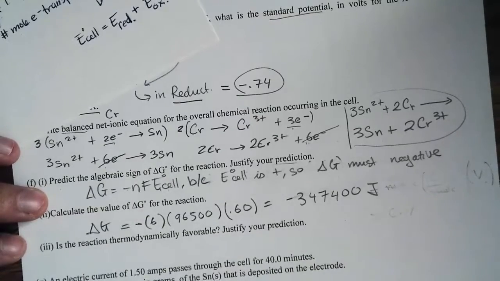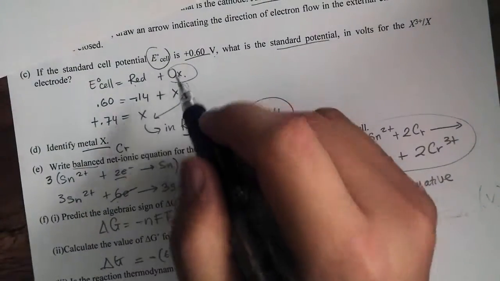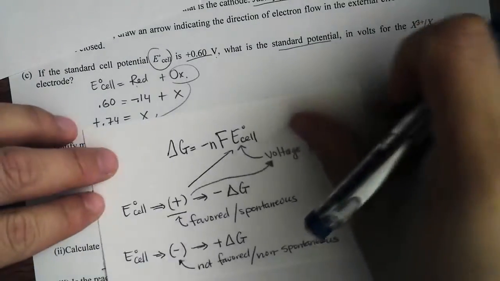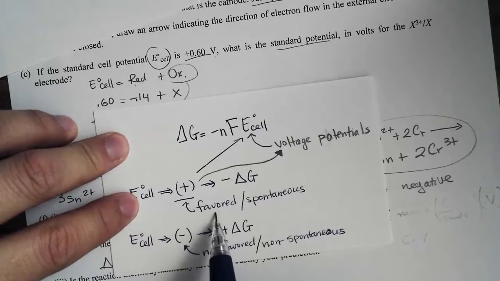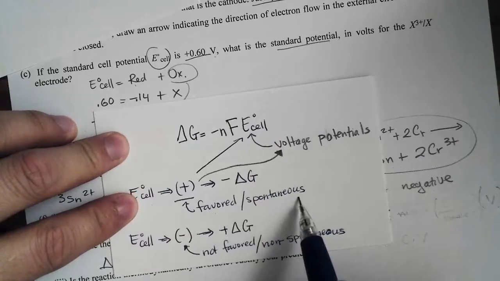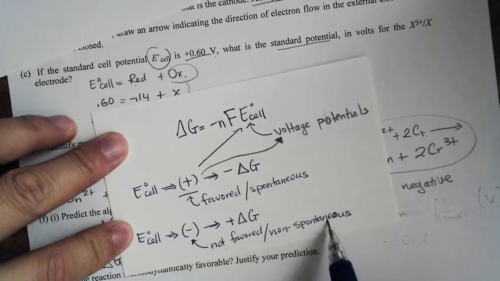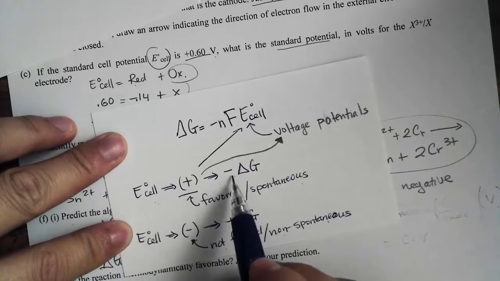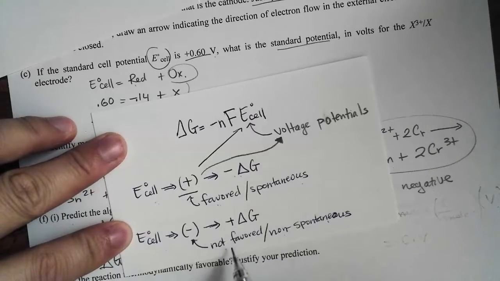And justify your prediction. There are multiple ways. One way is that we realize that there is a pattern that we have to memorize. It's basically when you have E cell positive, you would have a favored or spontaneous reaction. When your E cell is negative, you have not favored or non-spontaneous. But in terms of delta G, we know right away, if delta G is negative, we would have favored. If positive, we have not favored.